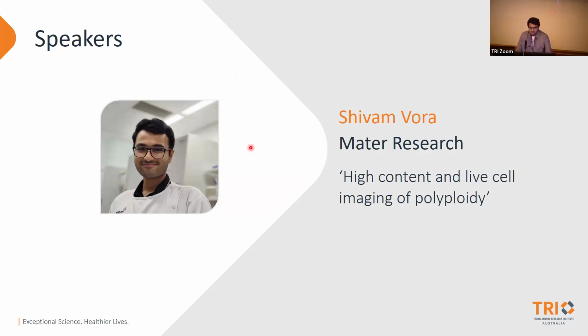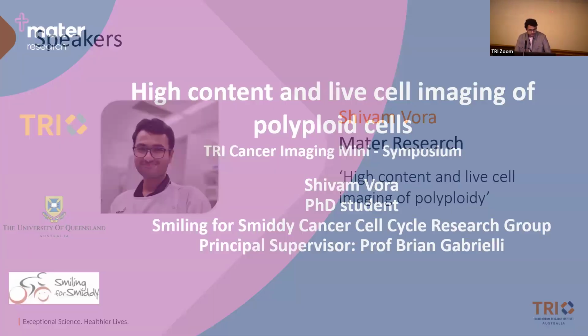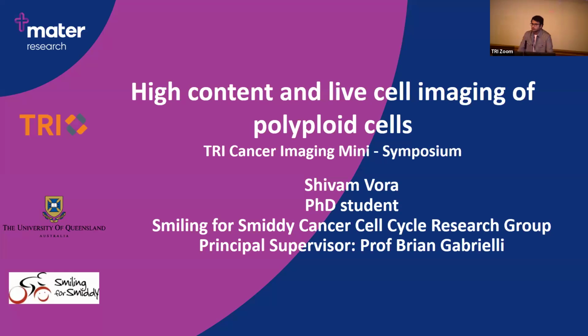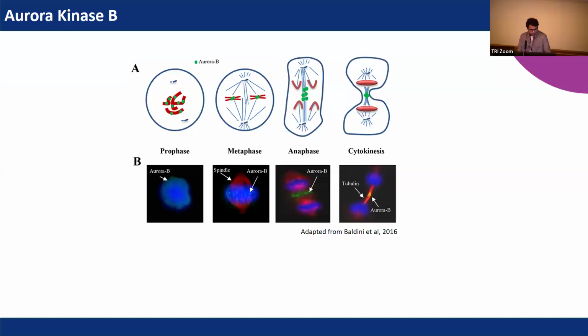Hi, everyone, and thank you for the opportunity to present my work here today. I'm going to talk about some of the imaging work that I've done in my PhD, specifically looking at high content and live cell imaging of polyploid cells, and take you through the kind of data that I've got from these techniques. Just to give a bit of background, we work with aurora kinase B inhibitors, specifically an inhibitor that was under development at AstraZeneca called AZD2811.